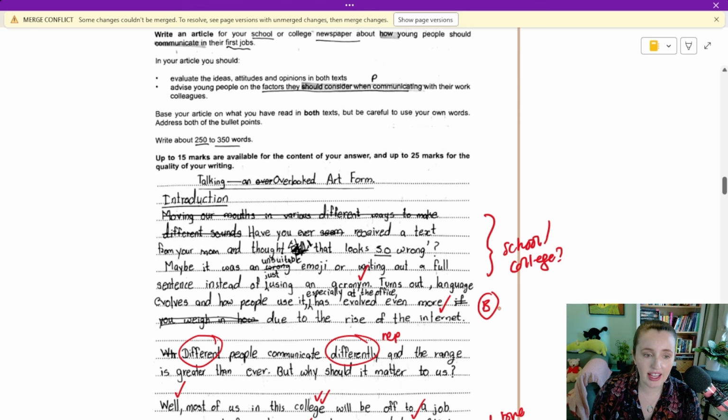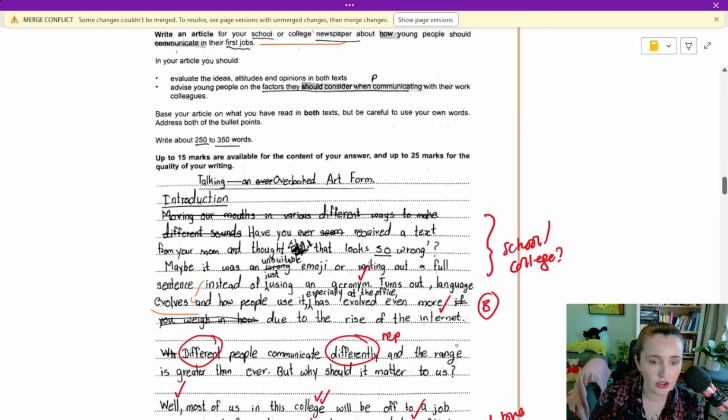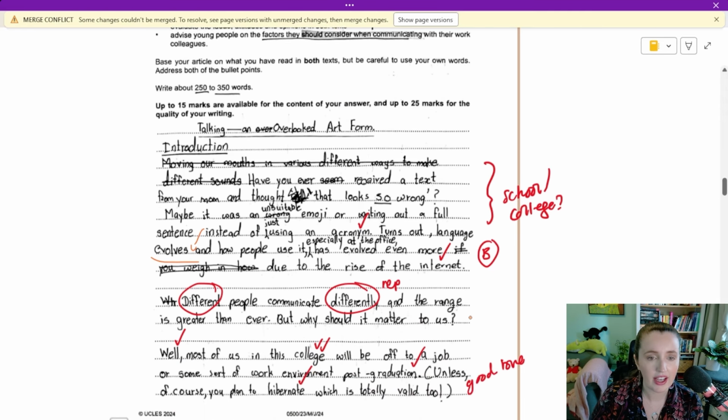She's got a point here from text B. If she would have said language evolves and therefore trying to stop it is foolish, then that would be evaluation. But she hasn't quite developed that point enough for me to credit her for evaluation. Also remember that the text question said you're writing for your school or college newspaper. I haven't got the sense of that in her intro.